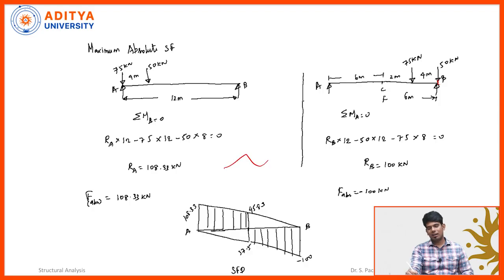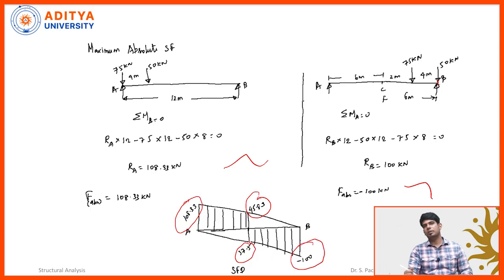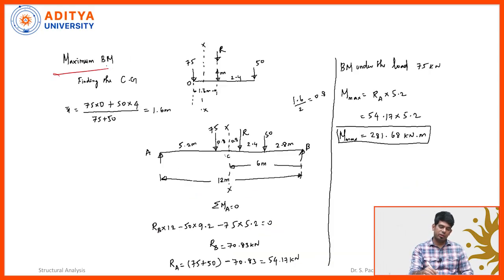So this is another example, but instead of several point loads, we have only 2 point loads. And then we constructed the diagram also. This is the maximum negative shear force and this is the maximum positive shear force, and this is the absolute shear force at support A and the absolute shear force at support B. And then the maximum bending moment.